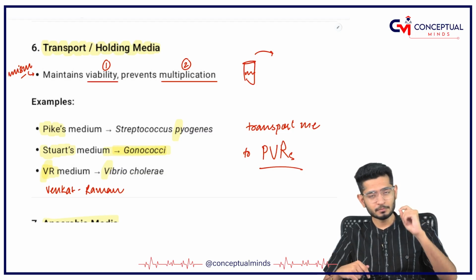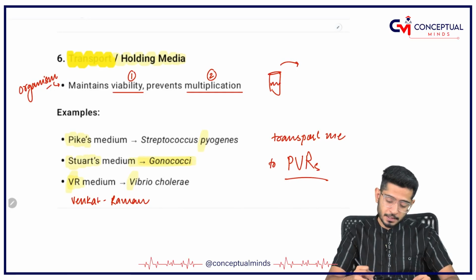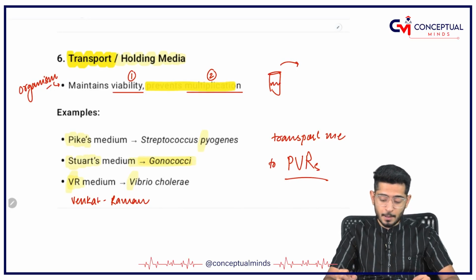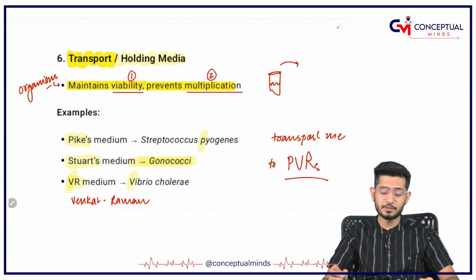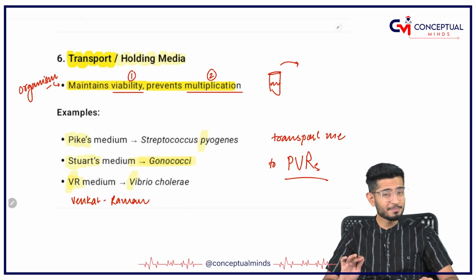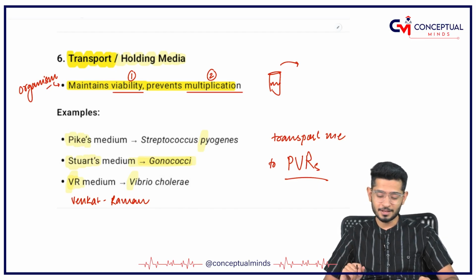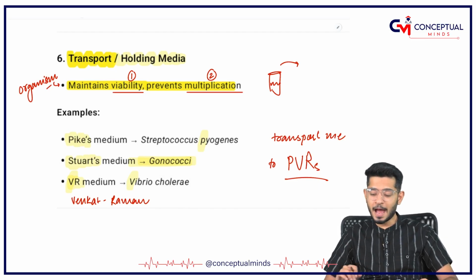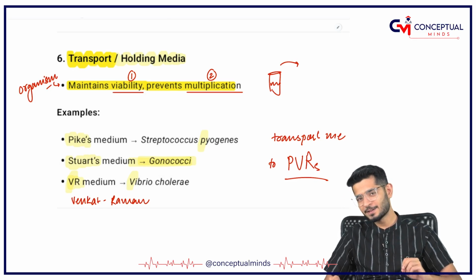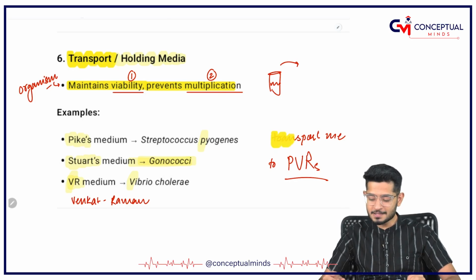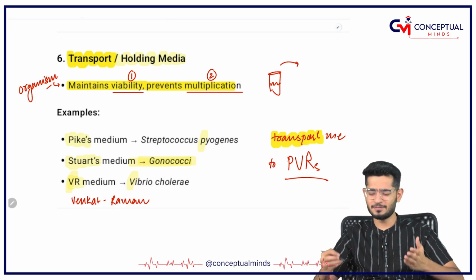You got it? That's why we have to make sure that the transport media prevents multiplication, but it should maintain the viability. We have to make sure that the bacteria is viable, that the bacteria is not dead. Okay, you got it? And we have to transport. Now the mnemonic is PVR. So how do I remember? Transport me, please, somebody transport me out of these books to the PVR.